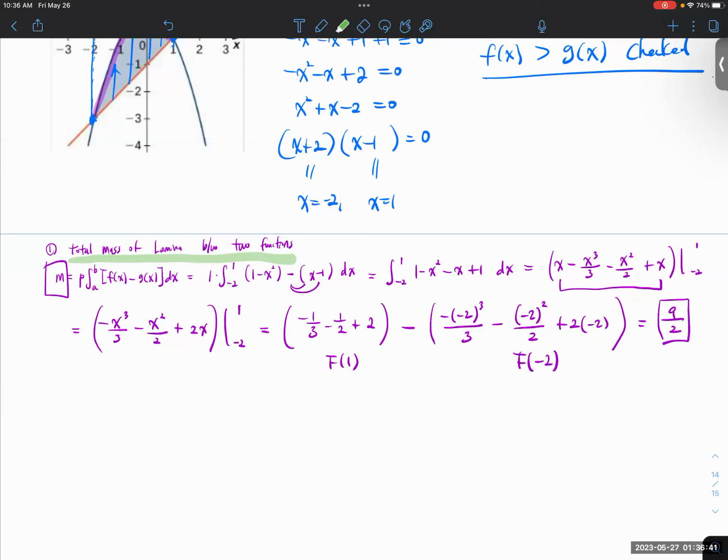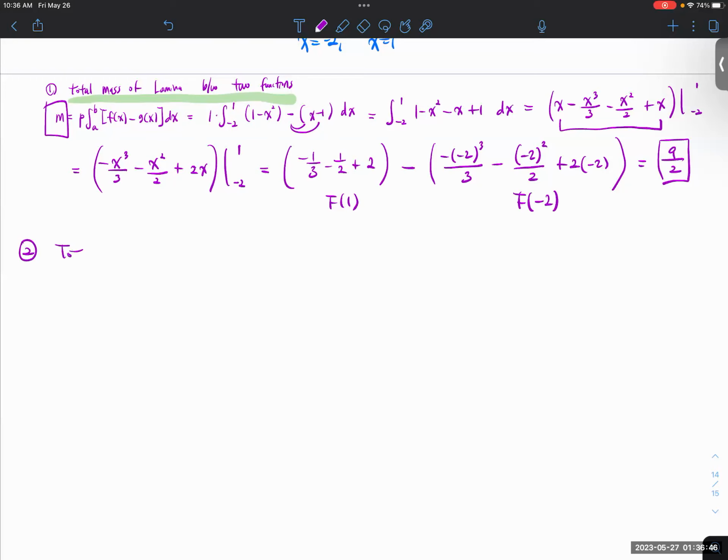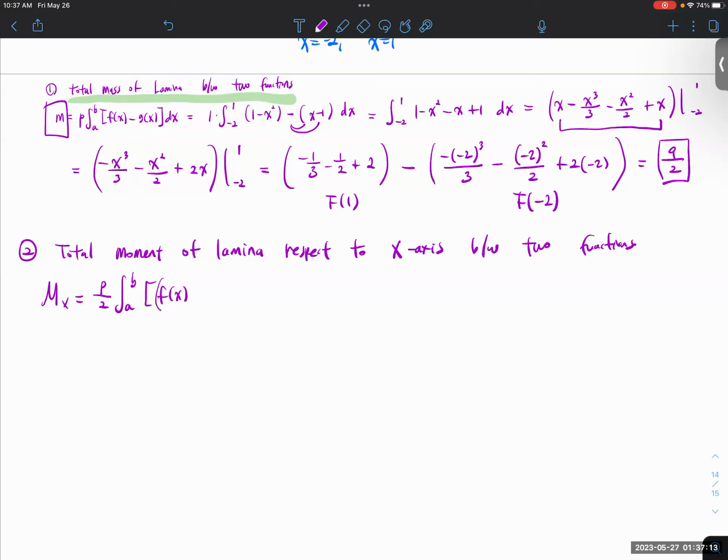We are not done yet. We're going to find the total moment of the lamina with respect to the x-axis, between the two functions, right? So the formula was Mx equals rho over 2 times the integral from a to b of the large function squared minus the smaller function squared dx.